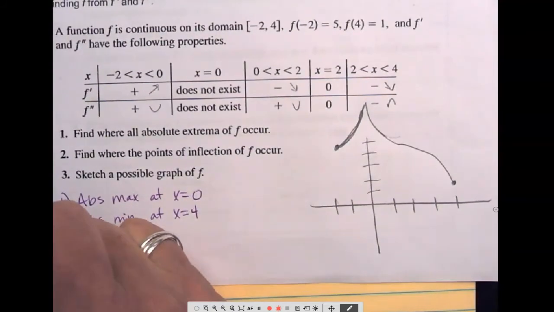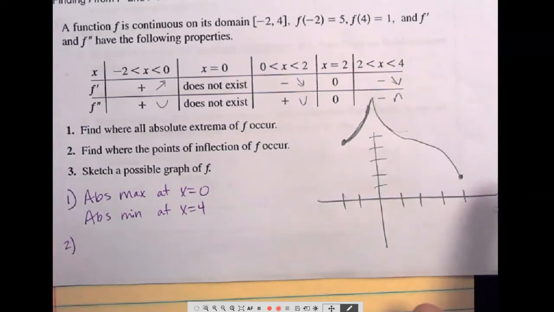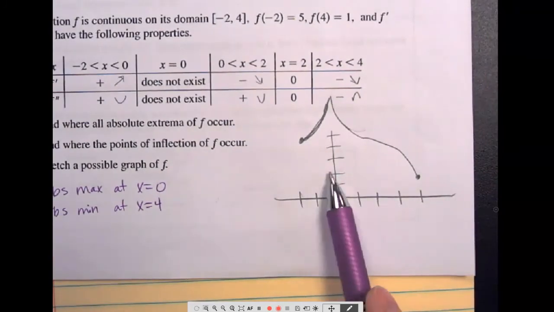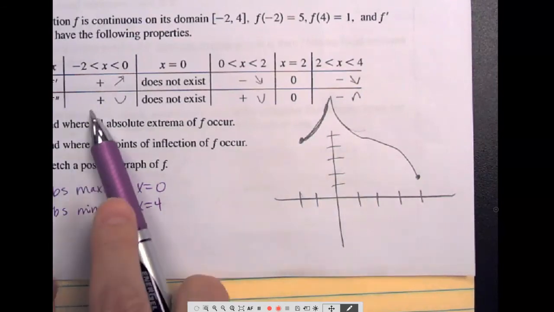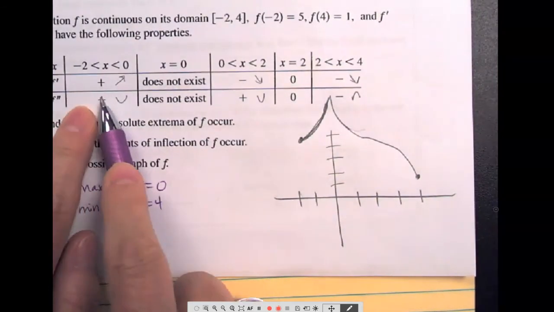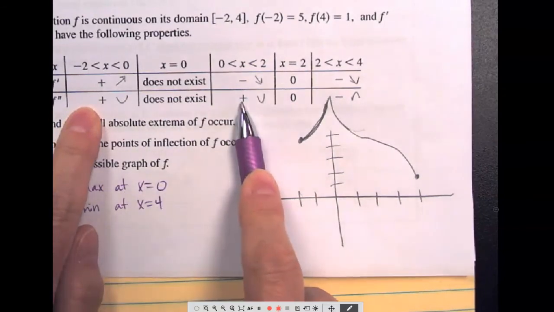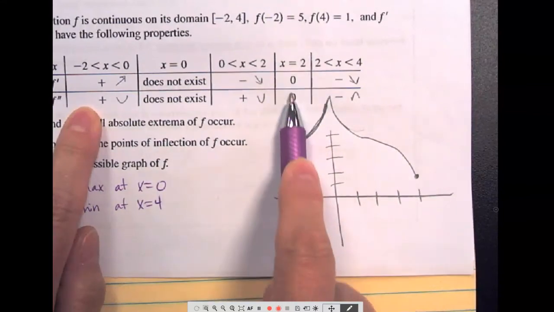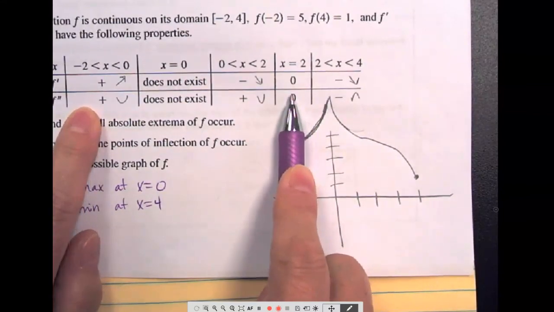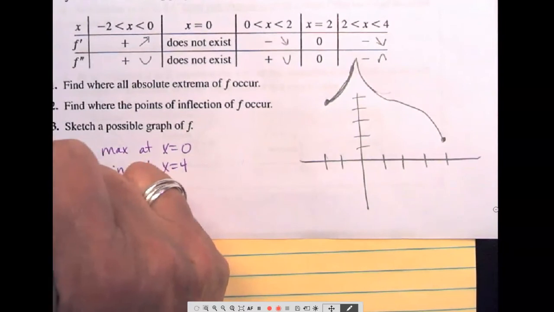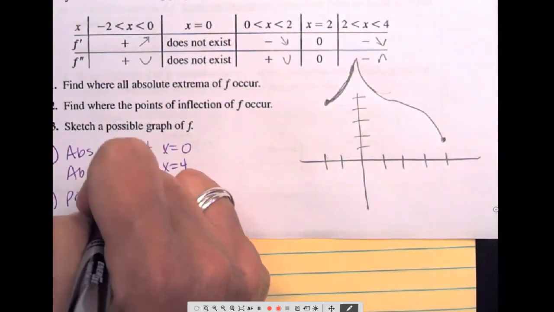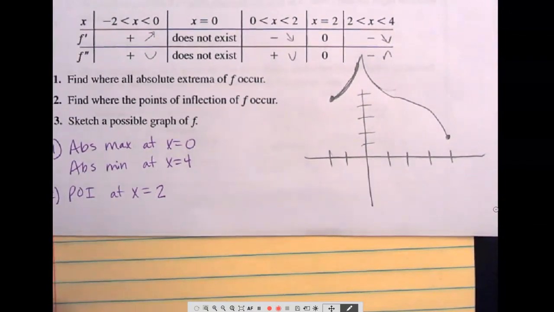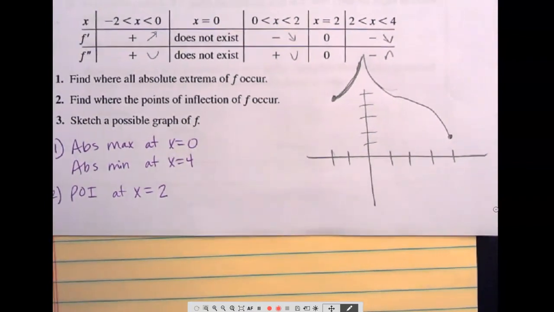Okay, so number 2, find where all the points of inflection occur. I wouldn't so much look at my graph, I would look at the second derivative. It was positive, stayed positive, changed to negative. So that means right here at x equals 2, I had a point of inflection. So point of inflection at x equals 2. And then 3, we already sketched it.